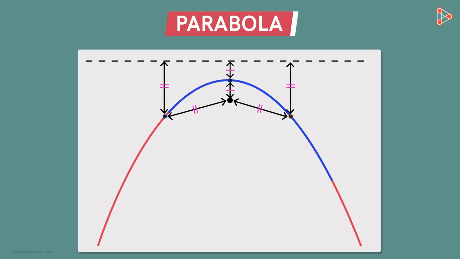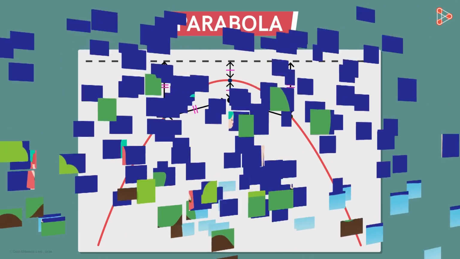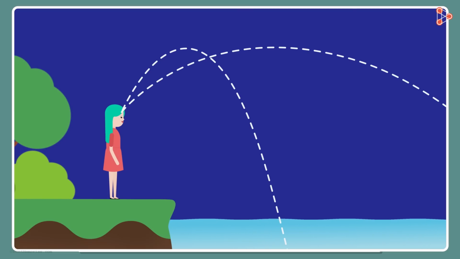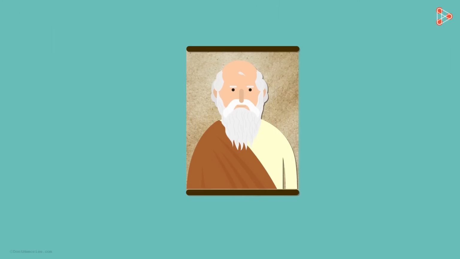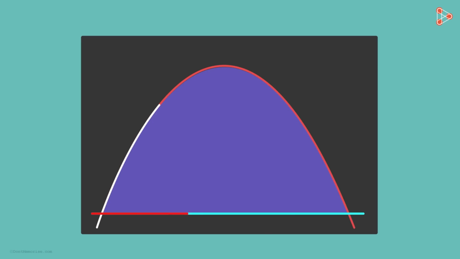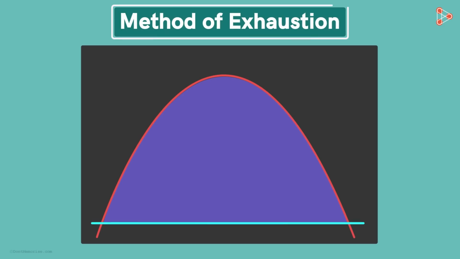Remember seeing a similar curve in our previous videos? The stone thrown by Noah into the sea follows a parabolic path. Actually, whenever we throw something up, the object always comes down following a parabolic path, unless it's straight up and down. A Greek mathematician named Archimedes was successful in finding the area of the region between a parabola and a chord like this. He did it by the method of exhaustion.